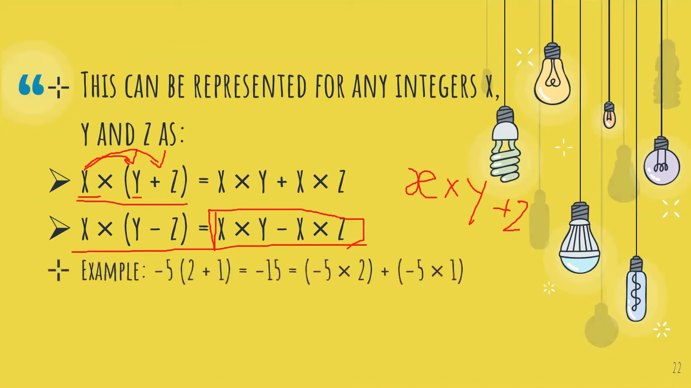For example, minus 5 bracket 2 plus 1 is equal to minus 15. So that is the answer. And which is also equal to minus 5 into 2 plus minus 5 into 1. So we are just multiplying it like this. Minus 5 into 2 and then minus 5 into 1.